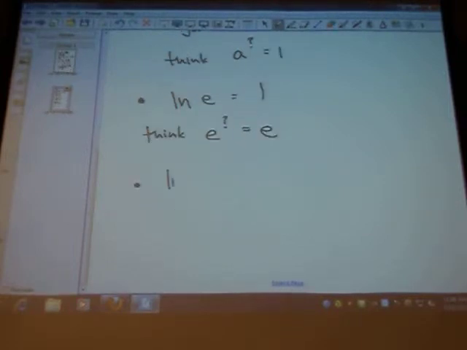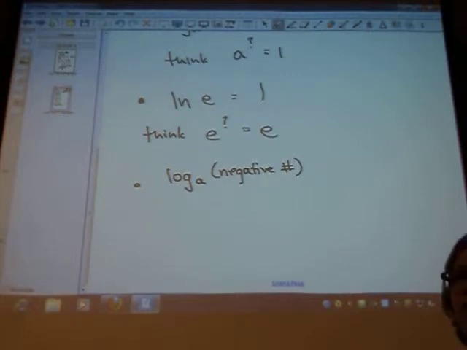What about log base anything of a negative number? Think about this for a second. If a is a positive number, it's asking you: a raised to what power would give you a negative number? That's not possible, right?